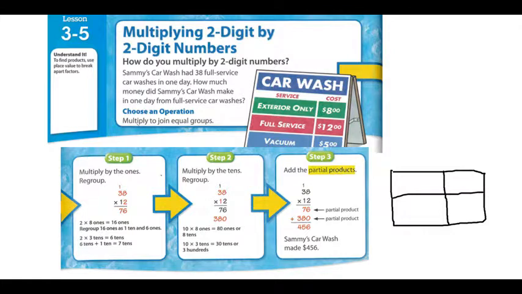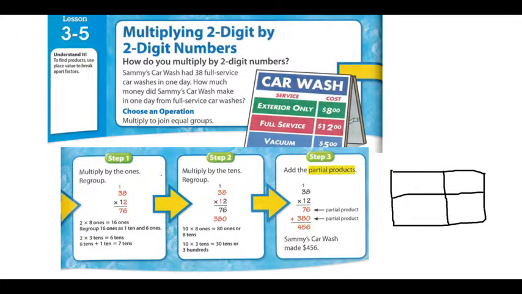We are at the top of page 68. Let's go ahead and start right away. It says, how do you multiply by 2-digit numbers? Let's go ahead and read the story problem. Sammy's car wash had 38 full-service car washes in one day. How much money did Sammy's car wash make in one day from full-service car washes?